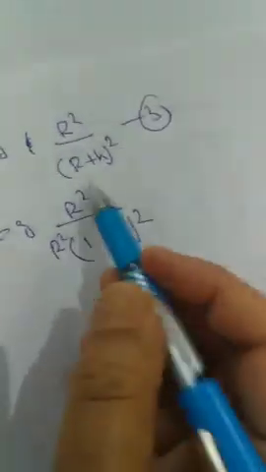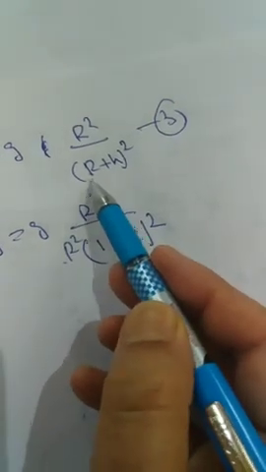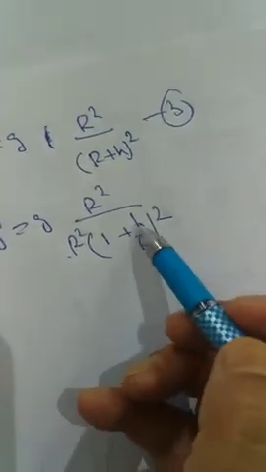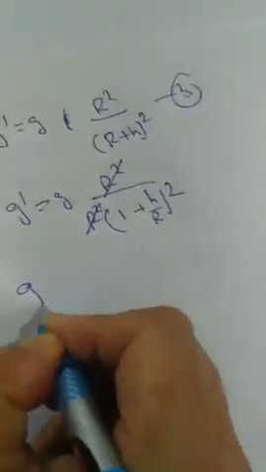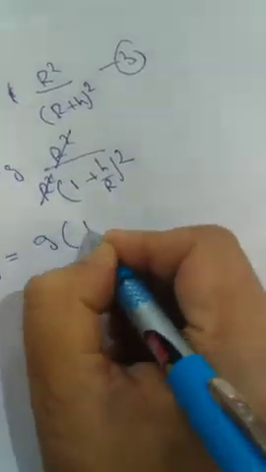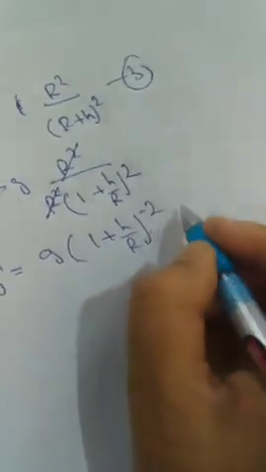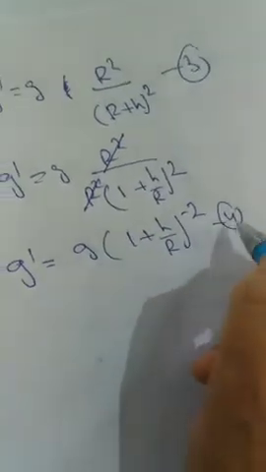I hope you have got it. I took r out, and since it is squared, dividing gives 1 plus h by r whole square, and r square cancels. Ultimately we get g dash is equal to g times 1 plus h by r raised to the power minus 2. Name this equation 4.